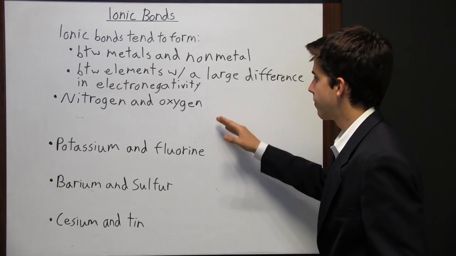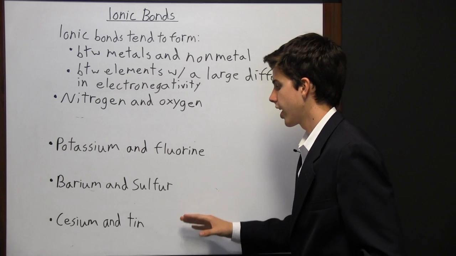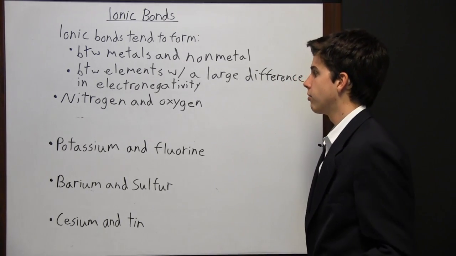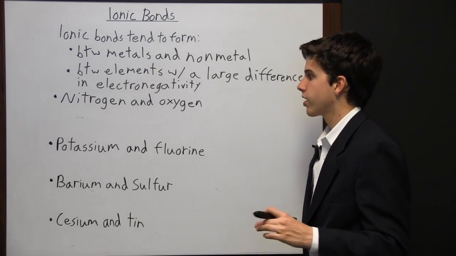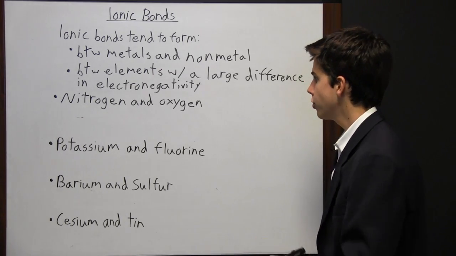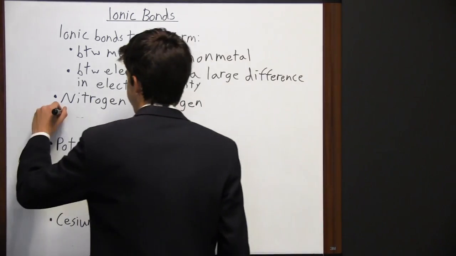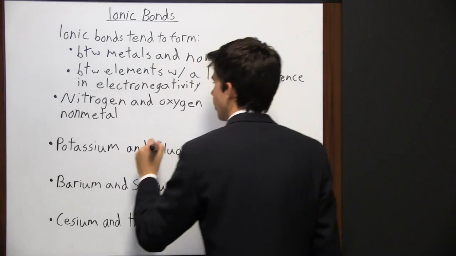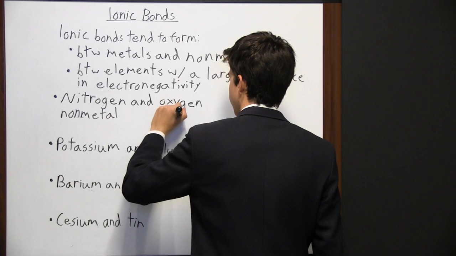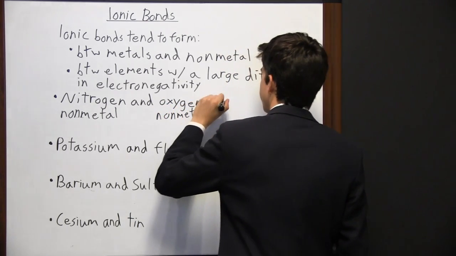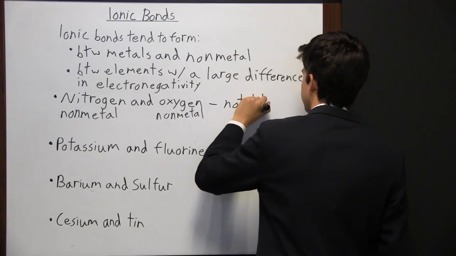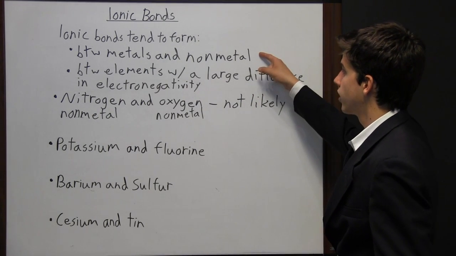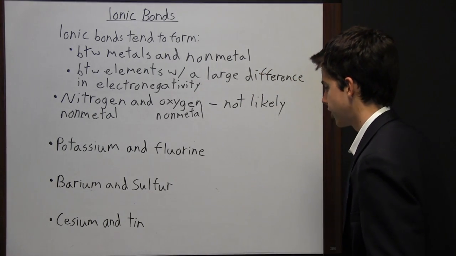Now, I have some pairs of elements here, and I want to examine these elements to see if they meet this criteria and determine whether or not they are likely to form ionic bonds. So first we have nitrogen and oxygen. Now, nitrogen is a nonmetal, and then oxygen is obviously a nonmetal. So they are not likely to form ionic bonds because it is not between a metal and a nonmetal. We have two nonmetals here.